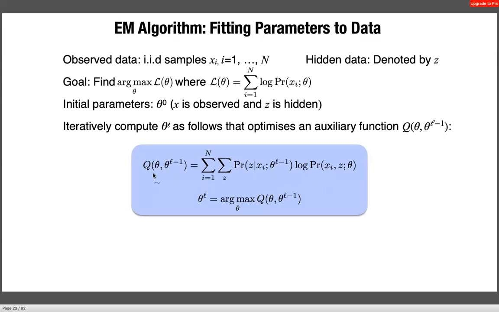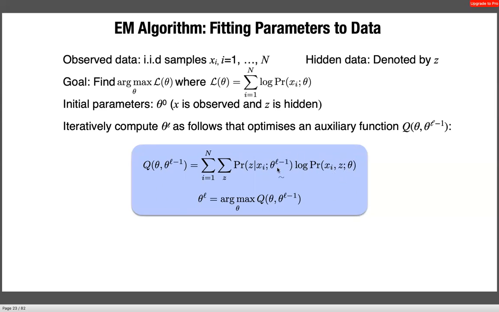So you have this Q, which is defined as, let's for a minute forget the outer summation, because the outer summation is just summing over all the training instances. So you only look at the inner summation. It's a sum over all values that the hidden random variable z can take. The conditional probability of z given x and theta L minus 1, which is the previous estimate of theta, times the log probability of the joint of both x and z. Okay, so this is your complete data, right? This is the complete data log likelihood.